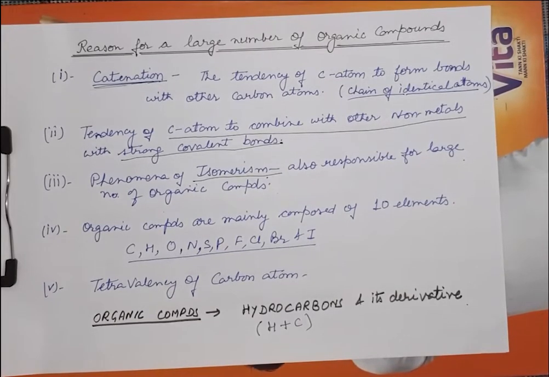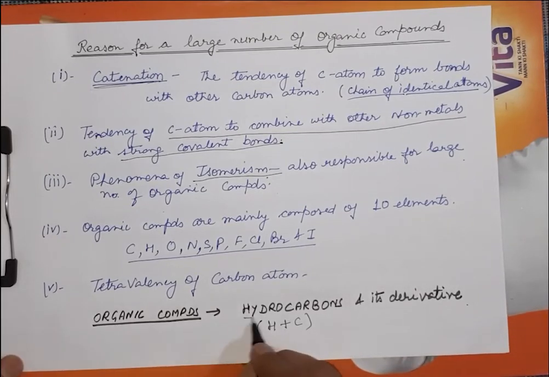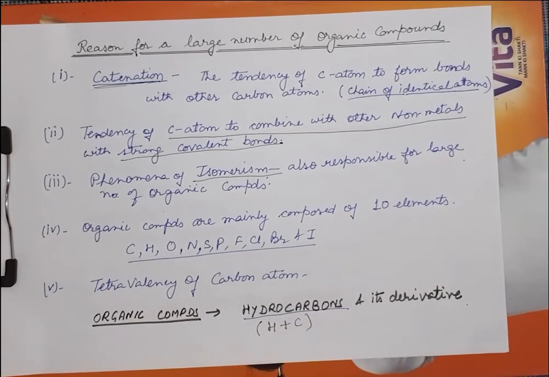We can simply define organic compounds in simple words like this: hydrocarbons and their derivatives. Hydrocarbons means compounds which are made up of carbon and hydrogen, and their derivatives. All these are organic compounds.